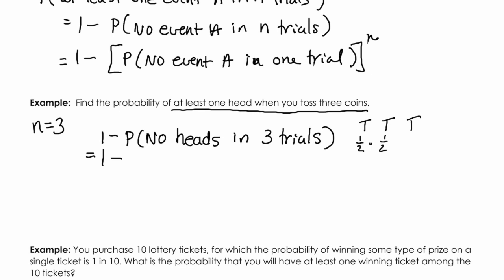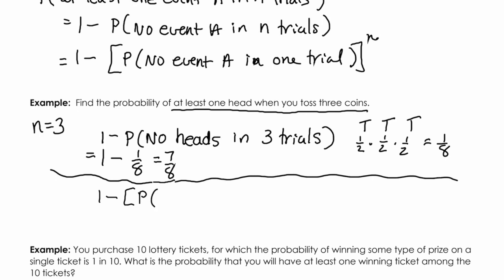Well, I have a 1/2 chance of getting tails the first time. Then I have a 1/2 chance of getting tails the second time. And then I have a 1/2 chance of getting tails the third time, which would give me a 1/8 chance of getting no heads in the 3 coin tosses. So I'm going to take 1 minus the probability of no heads in 3 trials, which is 1 minus 1/8, which would give me 7/8. So the probability of getting at least one head when I toss the coin 3 times.